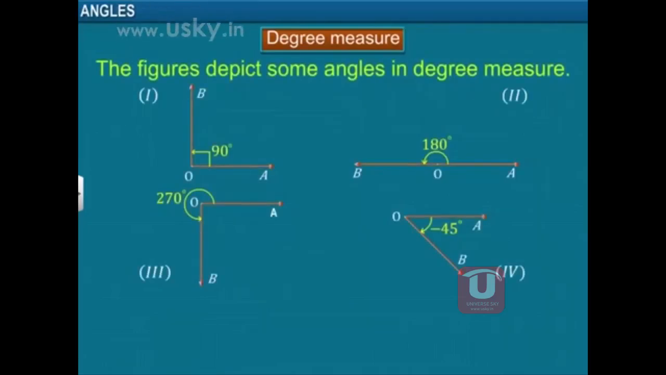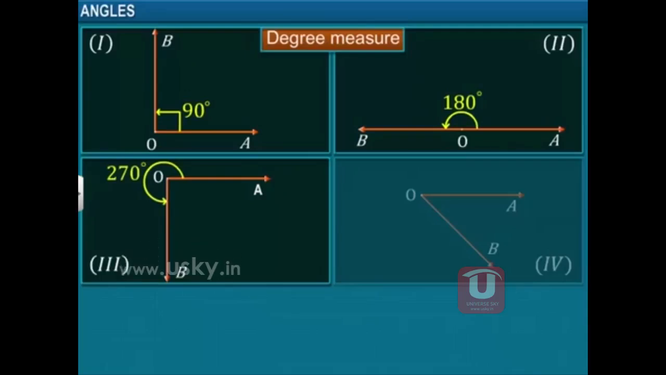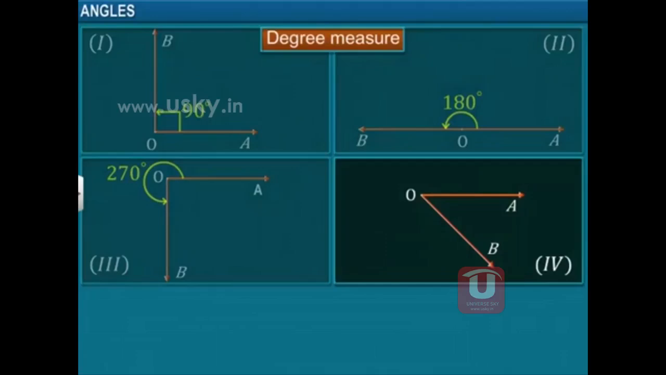These figures depict some angles in degree measure. In the first three figures, the direction of rotation being counterclockwise, the measure of the angle is positive. However, in the fourth figure, the direction of rotation is clockwise. Therefore, the measure of the angle is negative. In this case, the terminal side makes an angle of 45 degrees in the clockwise direction. Hence, this angle is of measure minus 45 degrees.